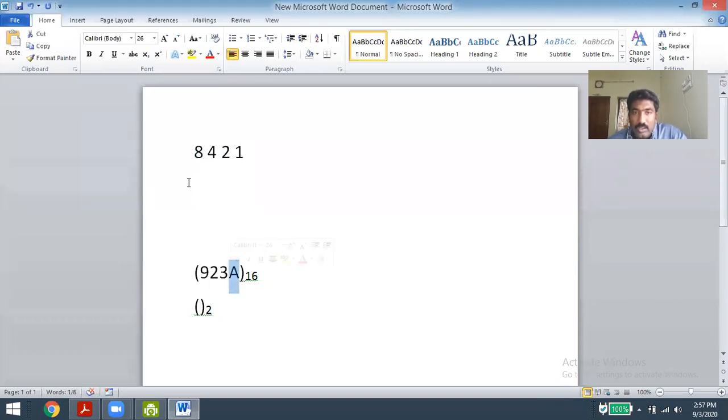A is nothing but 10. So just write those values. What is the value of 10? 1 0. Can anyone answer? What is the value of 10 in the 8421 format? 1 0 1 0. That is, I am adding 8 plus 2. I will get 10. 1 0 1 0. So right here, 1 0 1 0.